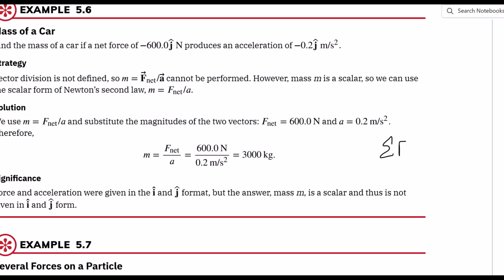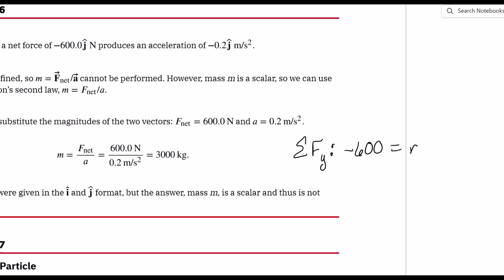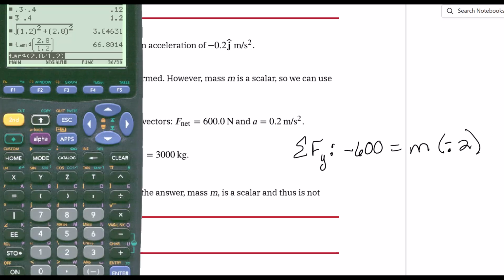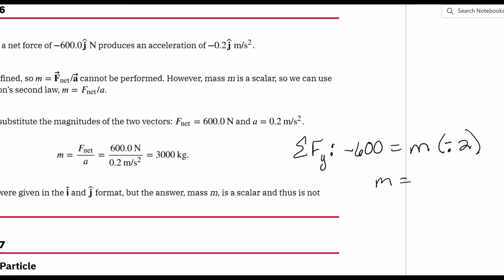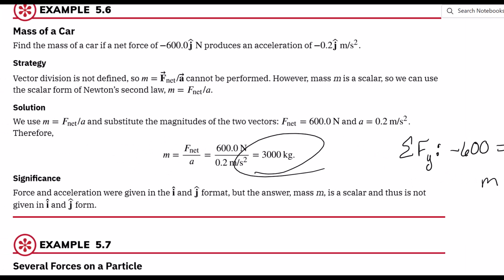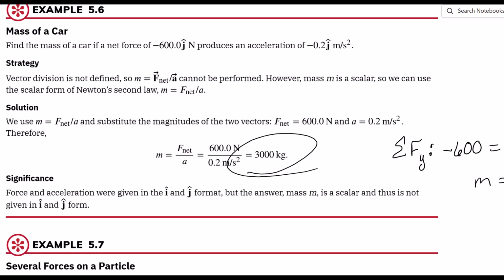Okay, find the mass of a car. So if we're doing the sum of the forces in the y direction, a net force of 600, so it's 600 down, produces an acceleration of negative 0.2. Well, I feel like I can do that. 600 divided by 0.2 is 3,000. And that's 3,000 kilograms. Oh, look at me. I'm kind of a genius. That's a scalar. All right, I did that one. I don't know why I cried so much about it.